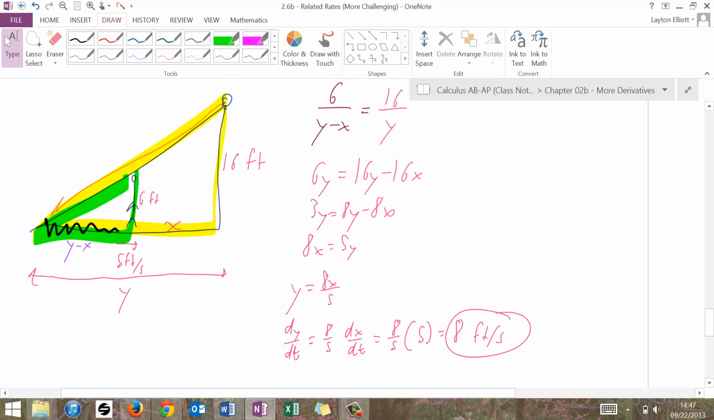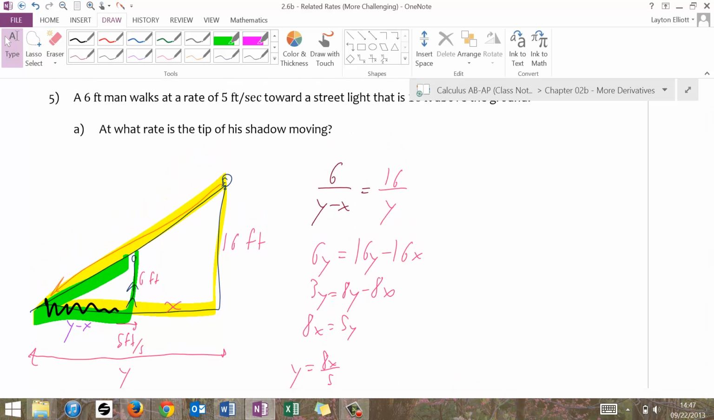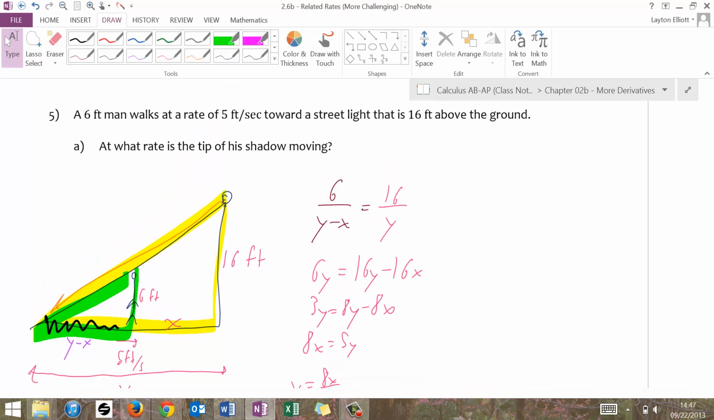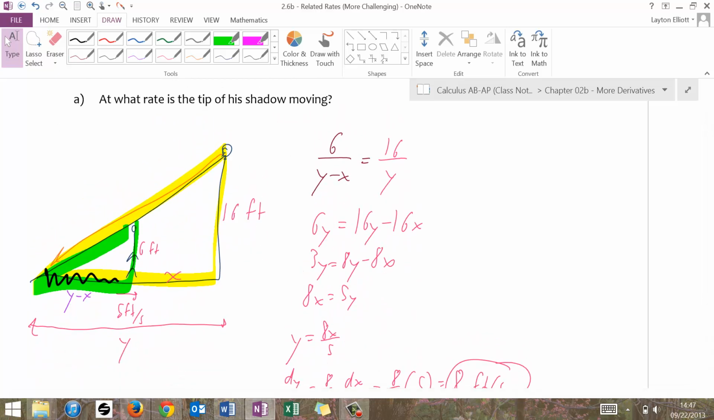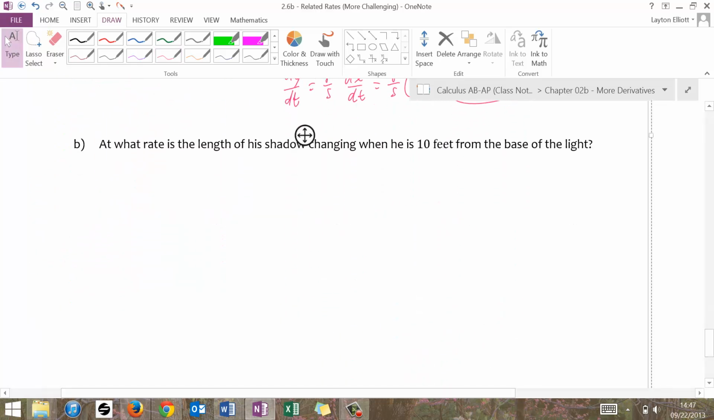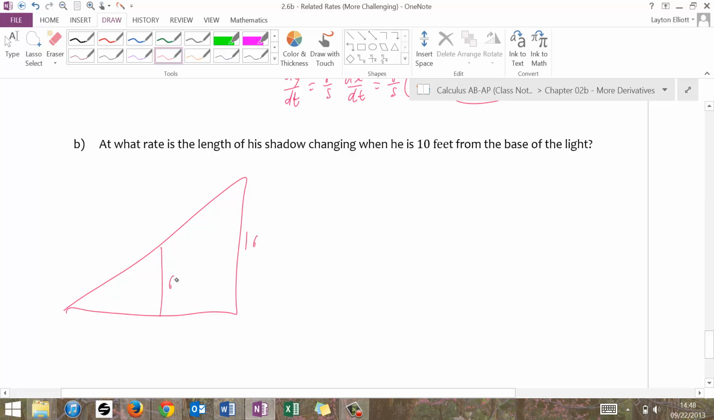Notice how that was independent of anything else. His shadow is actually moving just a slight bit faster than he is. But I didn't have to know how far away he was. Okay. So if we take this idea down to the next one, it says at what rate is the length of his shadow changing? This is a slightly different case with a slightly different picture. Still going to have this with the 16 and the 6.